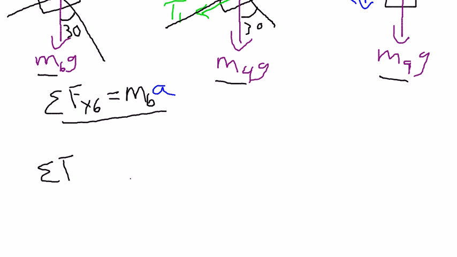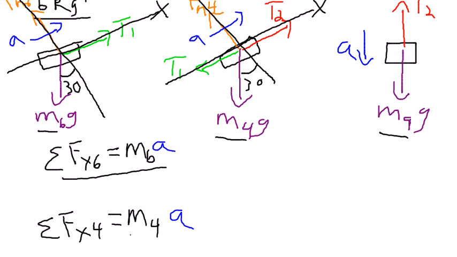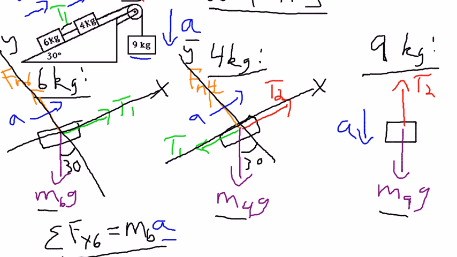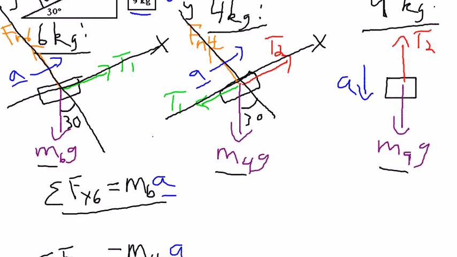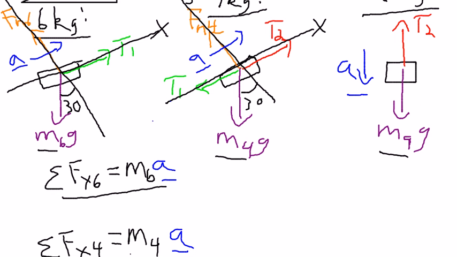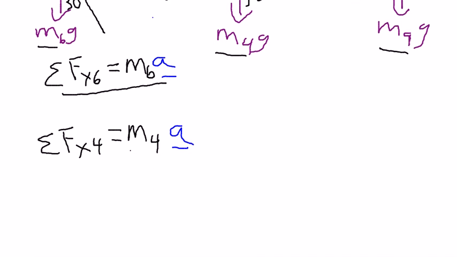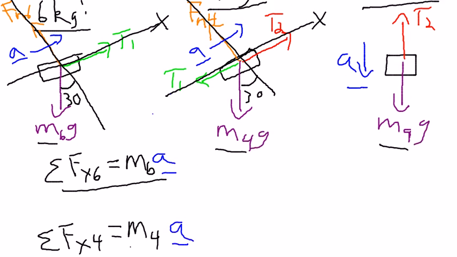So the sum of the forces in the x direction for the 4 kilogram block will also be equal to its mass multiplied by the acceleration. Now notice, I'll mention this a bit later, but both of these two accelerations are positive because the blocks are accelerating in the positive x direction. That will be different over here when we get to our 9 kilogram block. So what forces are acting in the x direction?